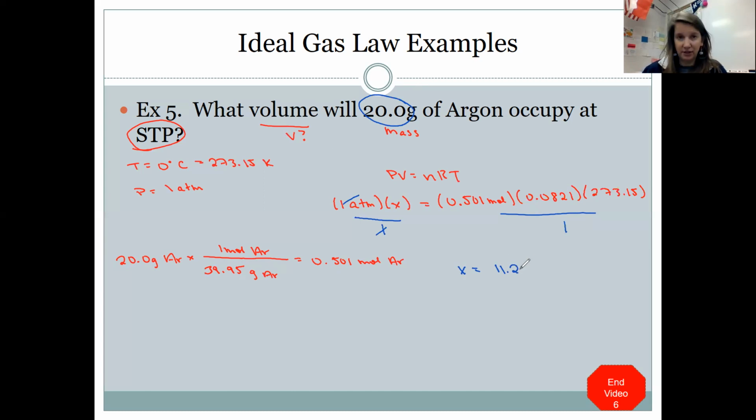And we're solving for volume. So the units for volume here are going to be liters because that's what we use in the ideal gas law for volume. And that's how we do ideal gas law calculations. So give it a try. Let me know if you guys have questions and how I can help.